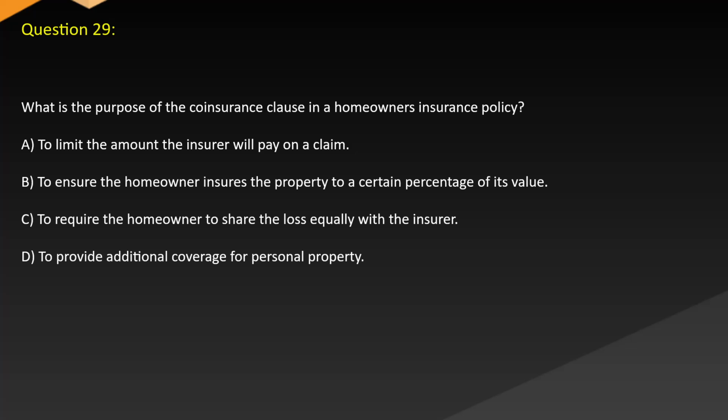Question 29. What is the purpose of the coinsurance clause in a homeowner's insurance policy? A. To limit the amount the insurer will pay on a claim. B. To ensure the homeowner insures the property to a certain percentage of its value. C. To require the homeowner to share the loss equally with the insurer. D. To provide additional coverage for personal property.